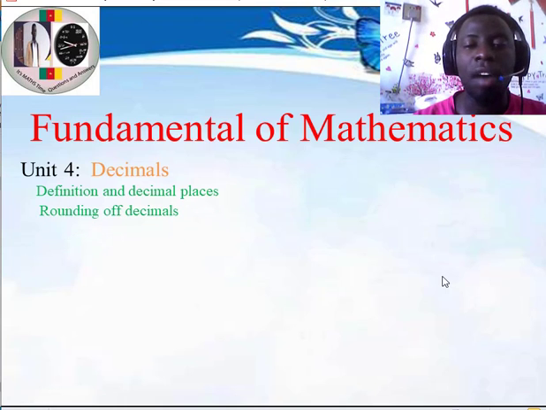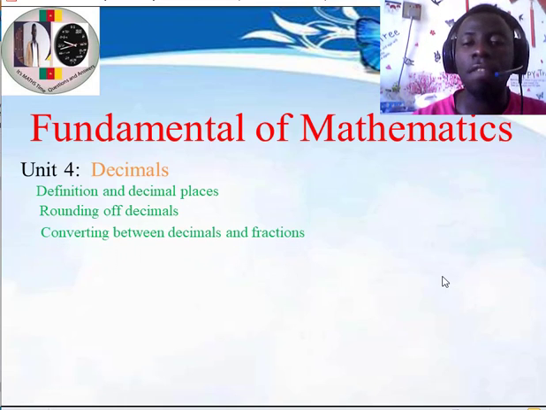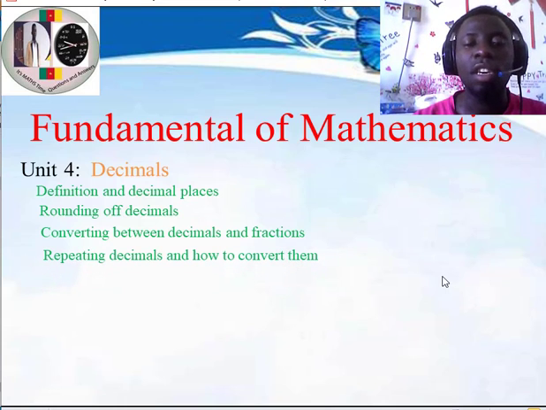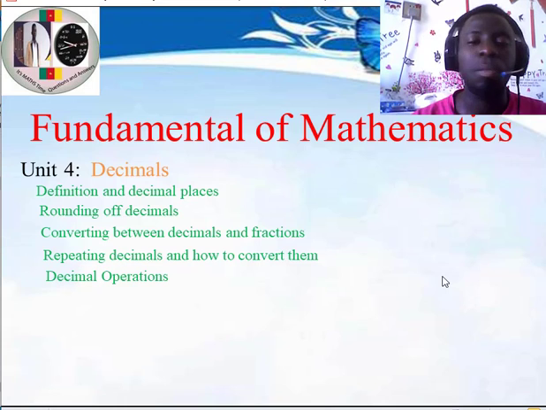We are going to talk about rounding off a decimal, that is rounding up or rounding down a decimal place or a decimal number. We are going to be converting between decimals and fractions. We are going to be handling repeated decimals and how to convert them. We are going to do decimal operations, that is adding decimals, multiplying, dividing, and so on.